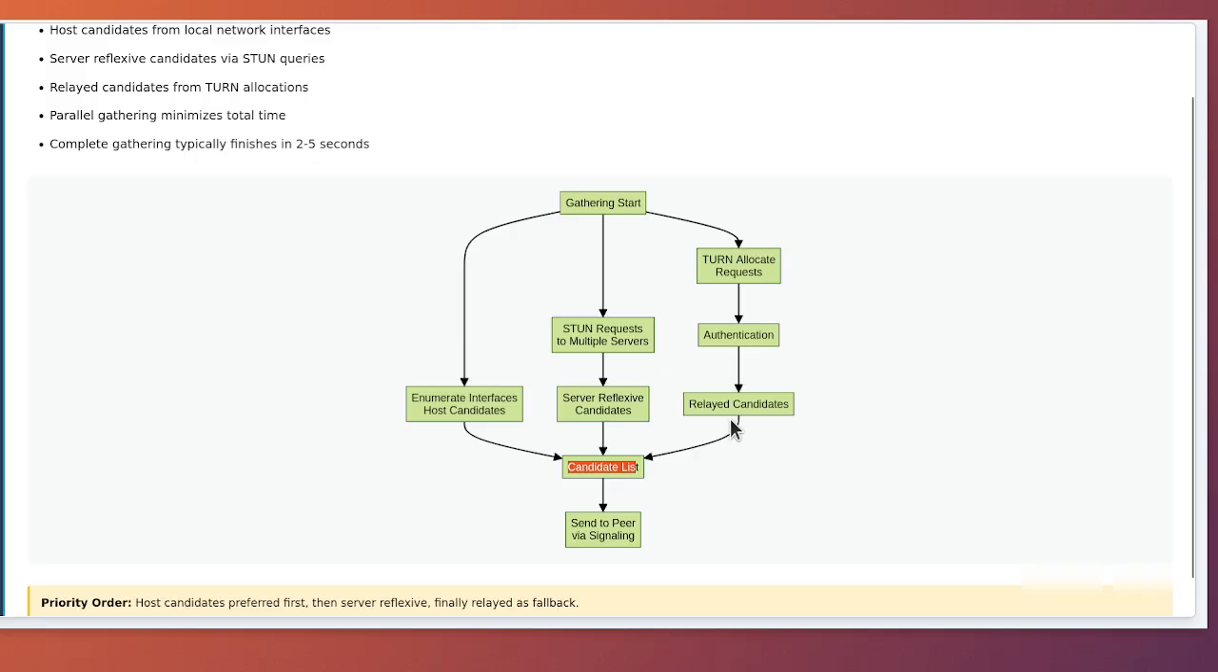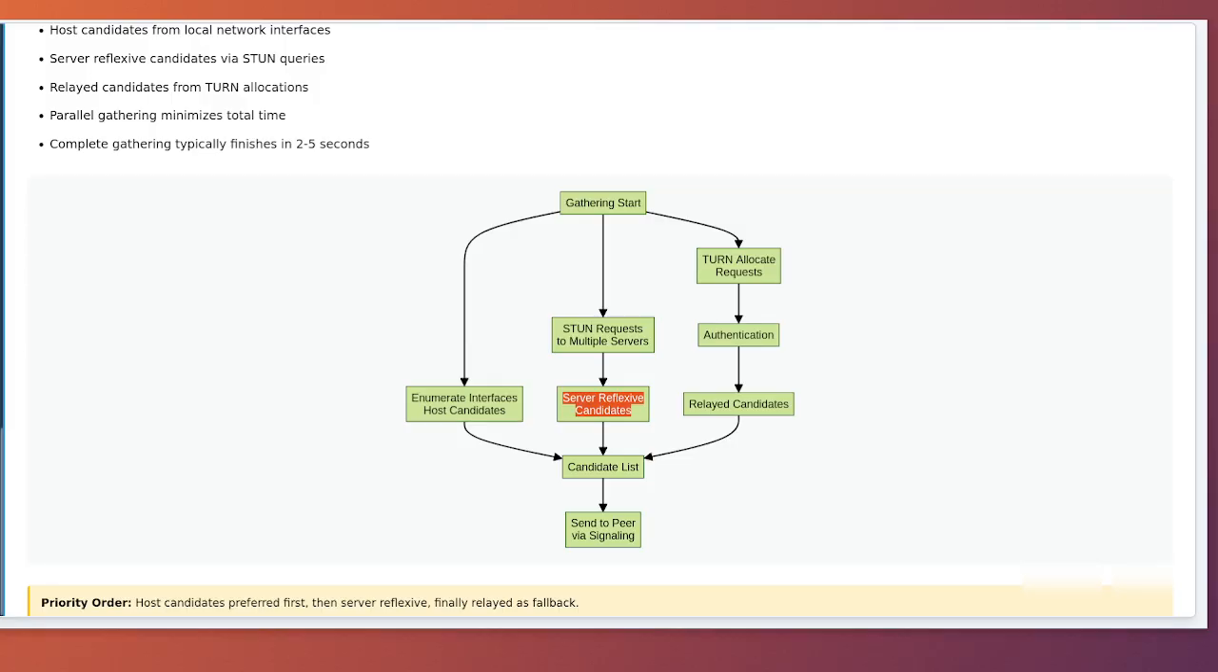Server reflexive candidate gathering can be quite fast, usually completing within a few hundred milliseconds. The STUN requests are small, responses are quick, and STUN servers are generally responsive. However, the application needs to handle STUN failures gracefully. If a STUN server is unreachable or slow to respond, the application typically times out after a second or two and moves on. The goal is to gather candidates quickly rather than waiting indefinitely for unresponsive servers. Having multiple STUN servers configured provides redundancy against server failures.